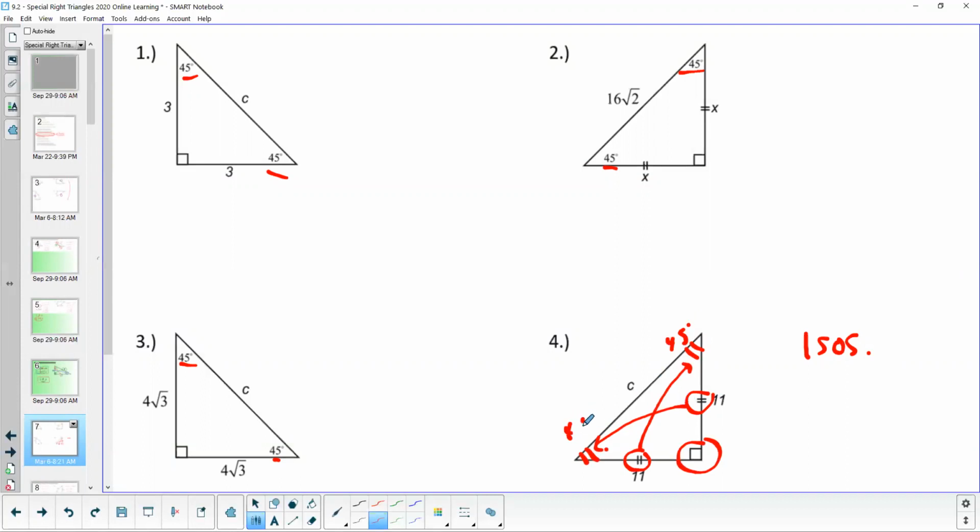And that is actually how they'll disguise problems, especially on the ACT and SAT. They will not necessarily give you the 45 and the 45, but they'll give you tick marks that allow you to deduce that. And so I'll go ahead and pause to give you an opportunity to stop the video and try to solve these 4 problems using the Pythagorean theorem.